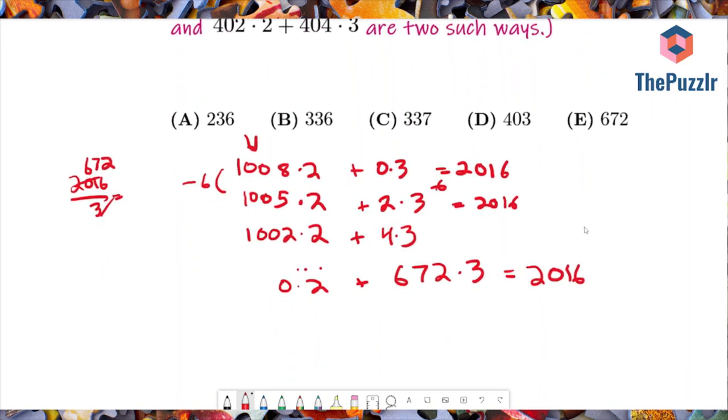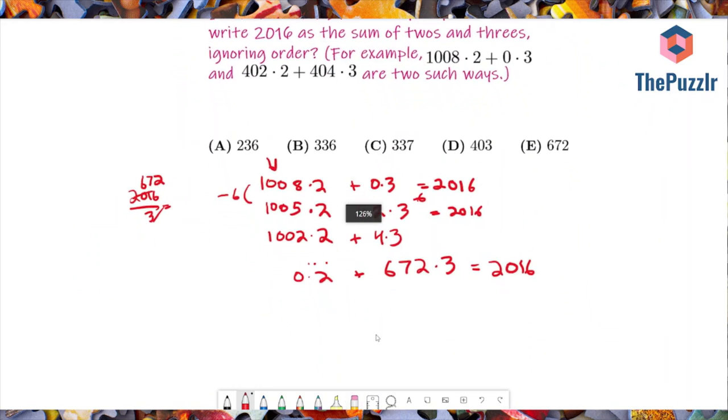Okay, so our answer is not 1008 though. There's 1008 as the maximum coefficient of the two, but it goes down by threes. So how many numbers from 0 to 1008 are there where we're counting by threes?